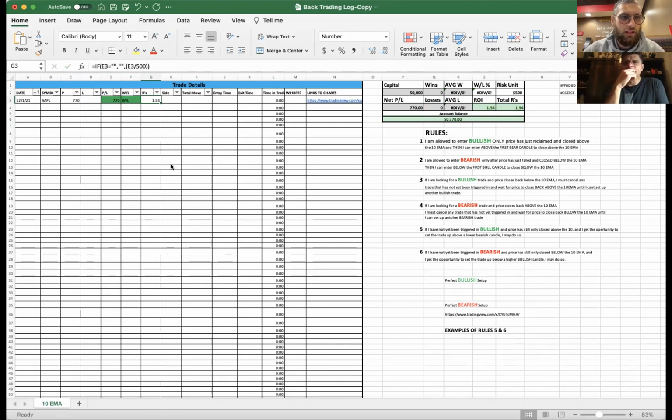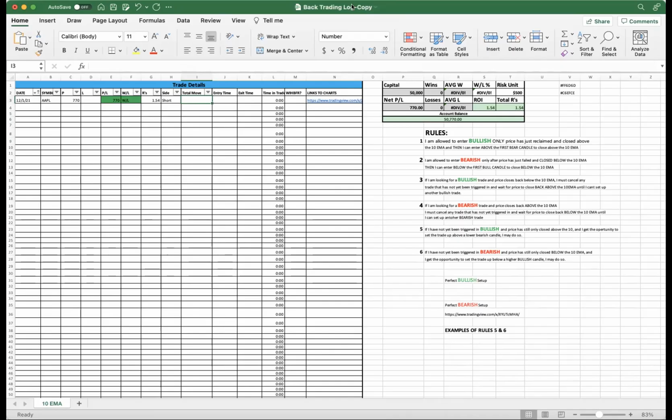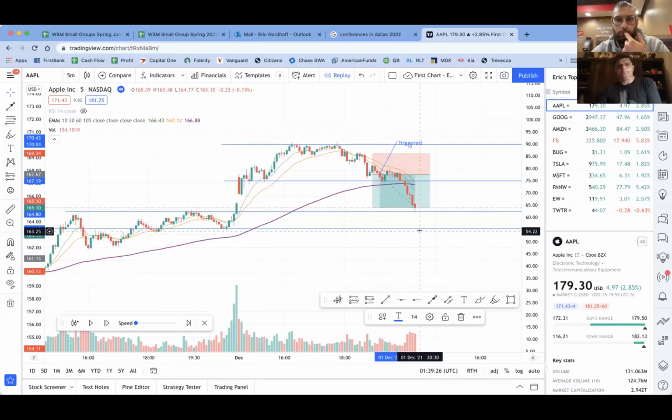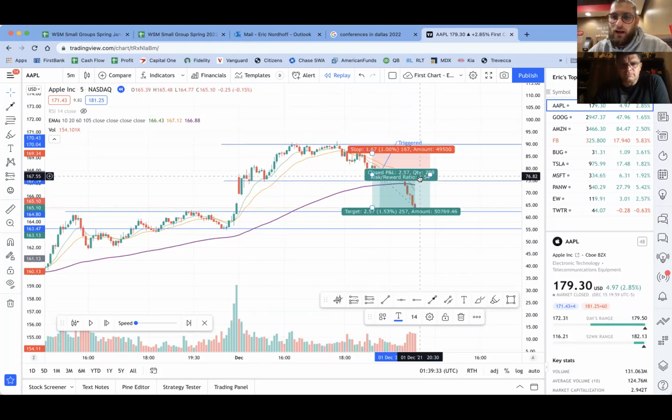Okay, so see it automatically calculated your R's and my balance. Yep. Side, that was short. Okay, total move. So now, this is what you asked about. So let's go back to the chart. All right. Okay, so now the total move we want to capture is, just keep clicking and then it'll be obvious.